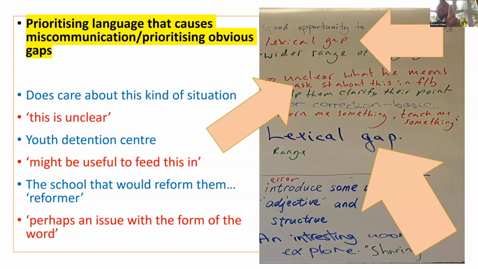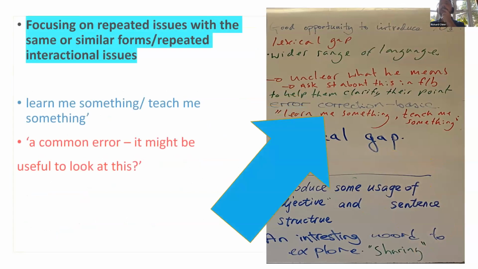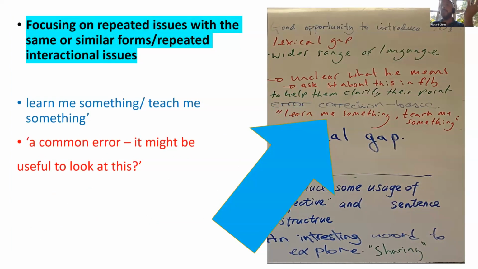They picked up on this issue with reform, because I think he used reform correctly to start with, and then he wasn't sure. So perhaps there's an issue with the form of the word that we might need to focus on here. So a gap in the learner's knowledge or security with using a particular form, because that often pops up, doesn't it, in lessons? It's the learners trying something and they might be almost right, but they're not sure. And it's that feedback from the teacher that can give them that sense of comfort and clarity in those moments. It could be focusing on a repeated issue.